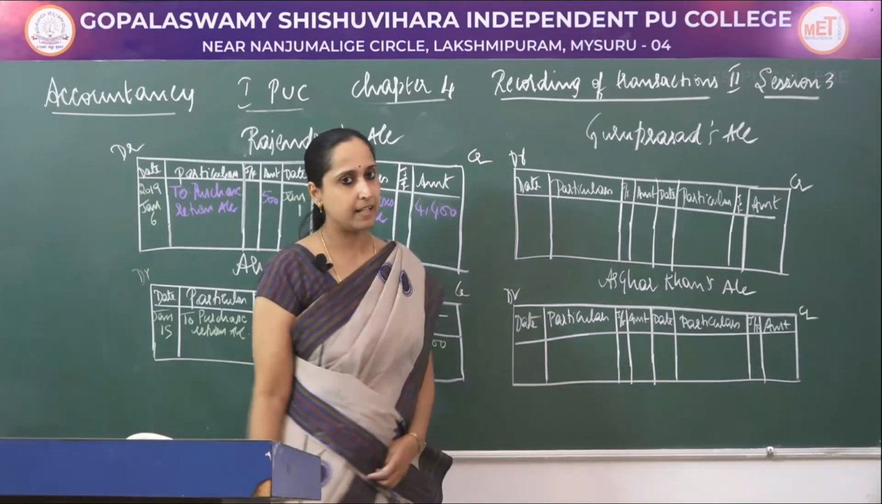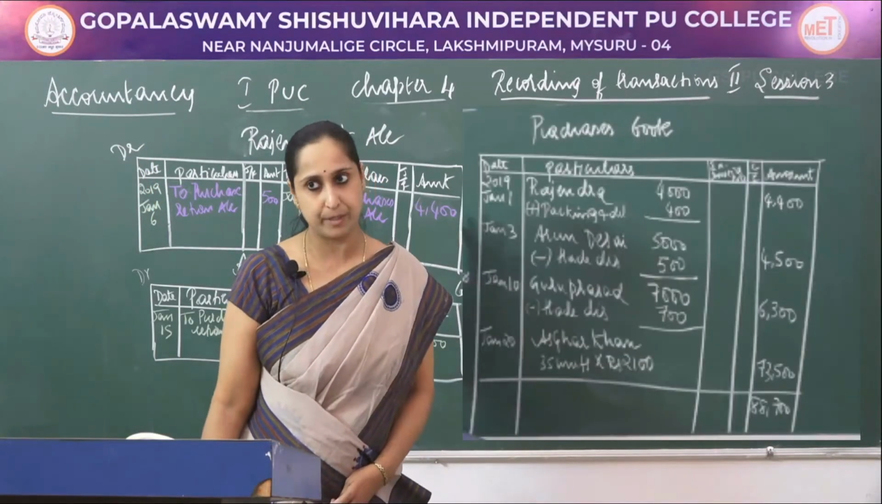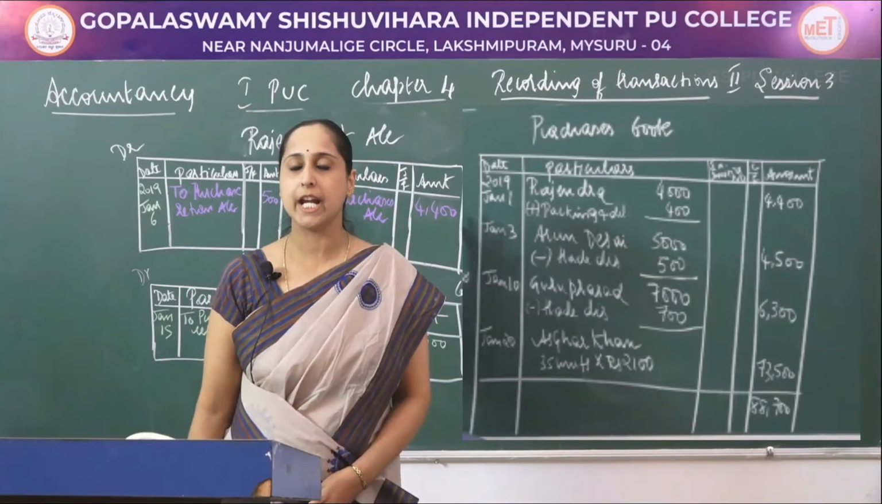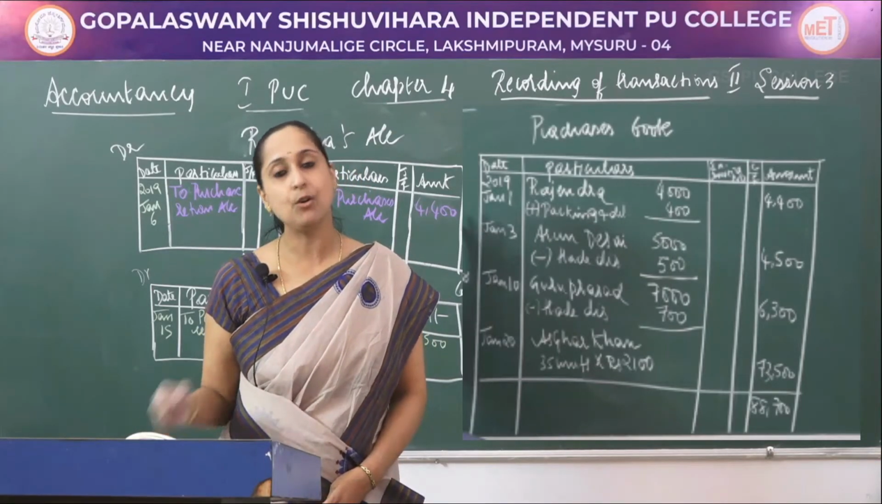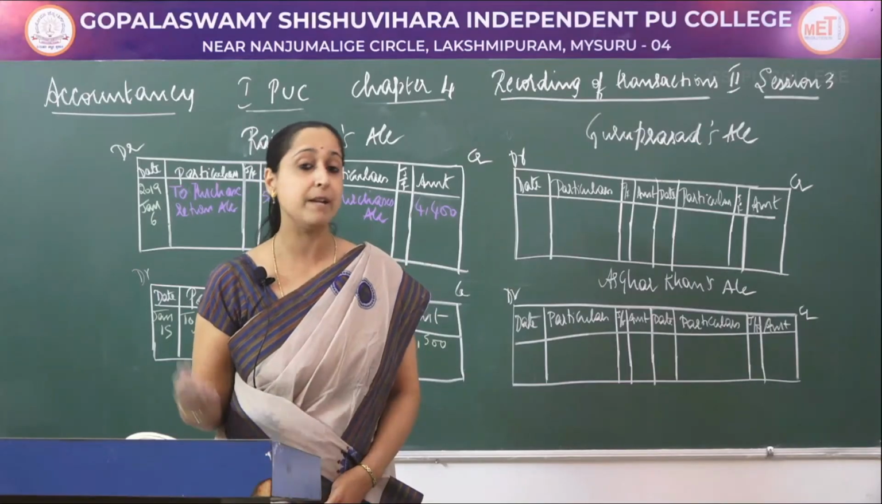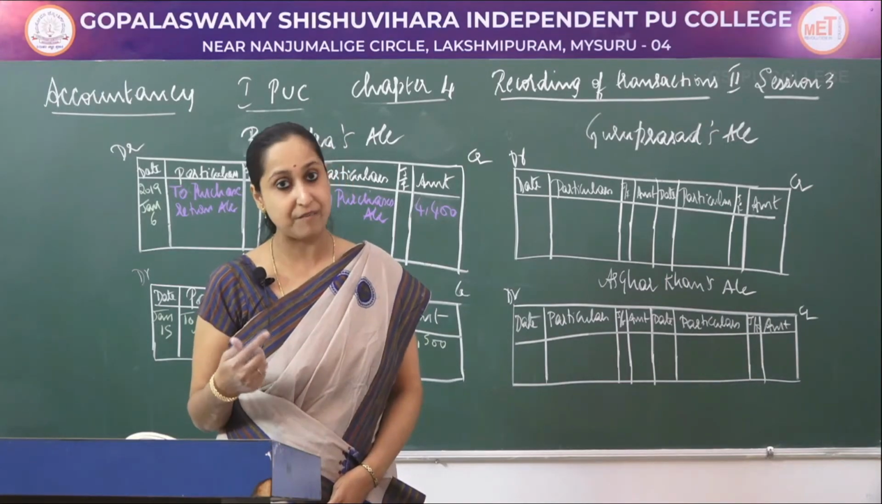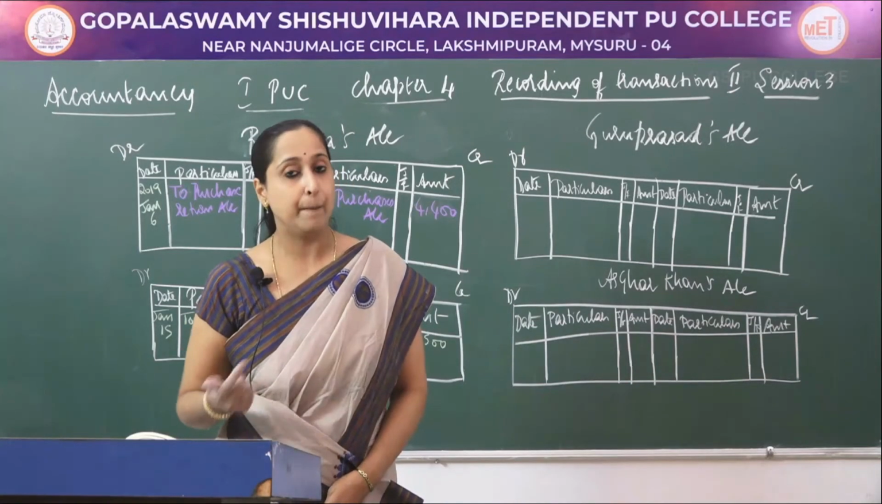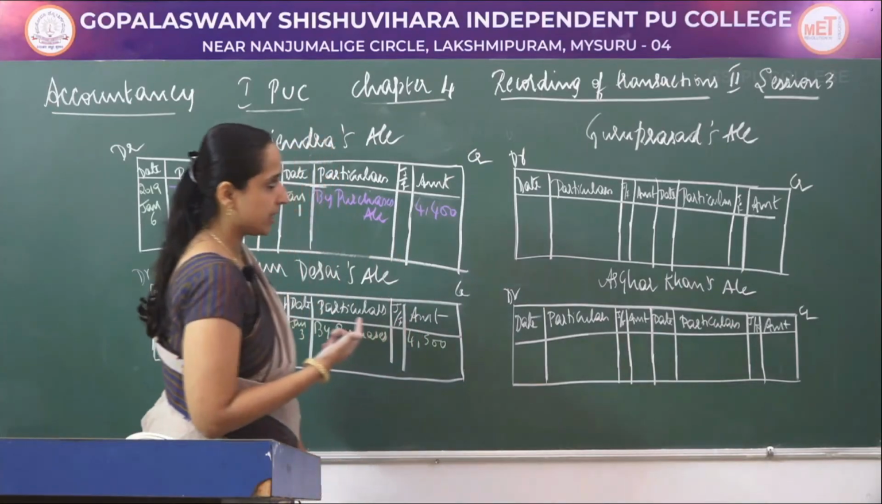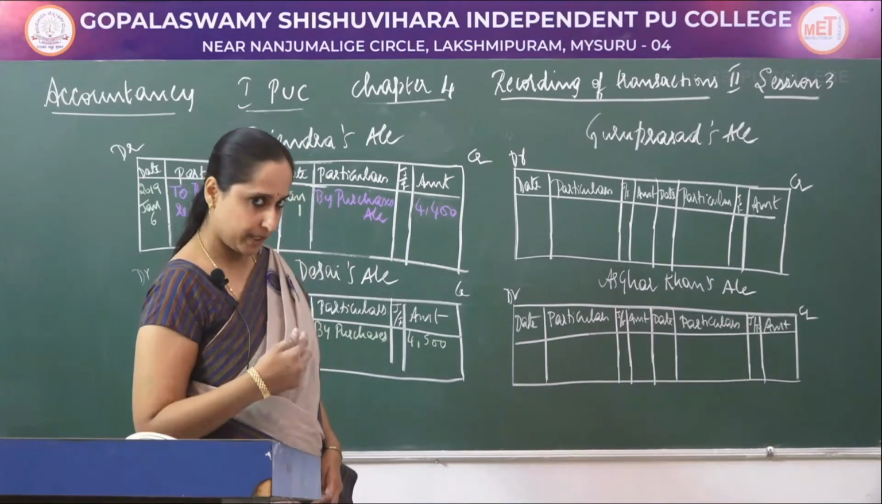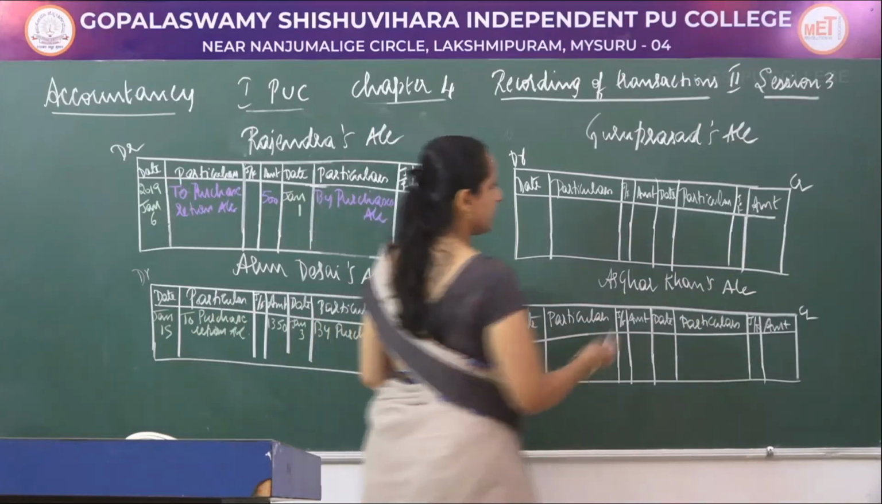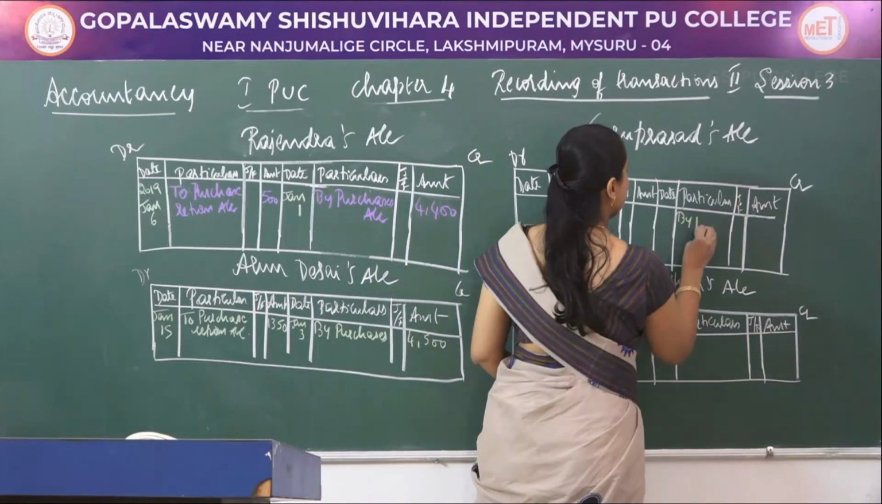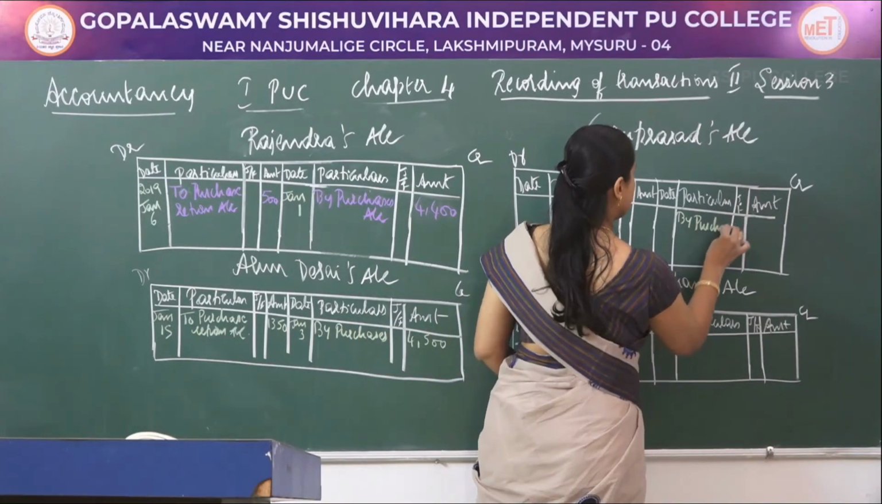Next is Guru Prasad's account. We had purchased goods from Guru Prasad. What would be the journal entry? Purchases account debit to Guru Prasad's account. We have already mentioned it in purchases book. We have returned it as to sundry suppliers, but here we have to post it. So, purchases account debit to Guru Prasad's account. In Guru Prasad's account, we should write it as by purchases account.